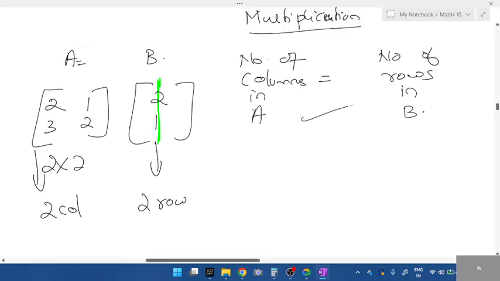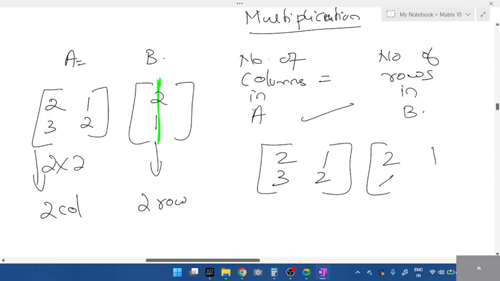This is the first concept. You can have it like this, or you can take it like this: 2 1 3 2, 2 1 4 2. It doesn't matter. Even this one you can multiply. There are 2 columns there, and how many rows are there on the second one? 2 rows, right? You can multiply. The second one has 2 rows and 2 columns, but that doesn't matter. Now I'll tell you the rule for multiplication.